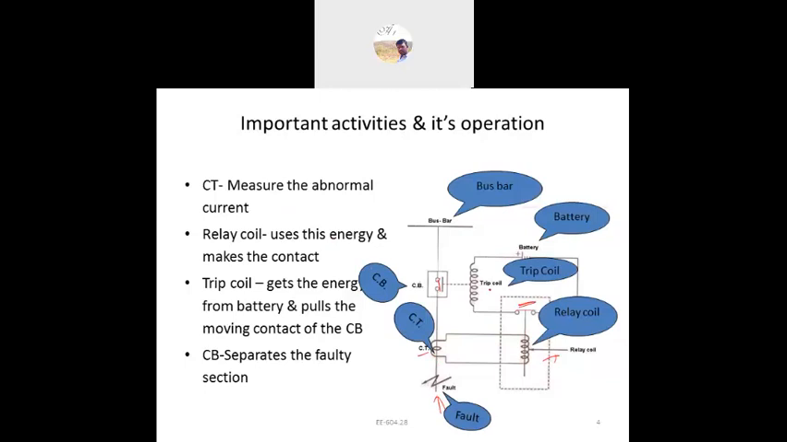Then here is the trip coil. The trip coil gets energy from the battery and pulls the moving contact from the circuit. To move the contacts, from the moving contact and the fixed contact, we have to make the power, and that will be collected from the battery. Next, the CB separates the fault section. The fault section will be separated by the circuit breaker.